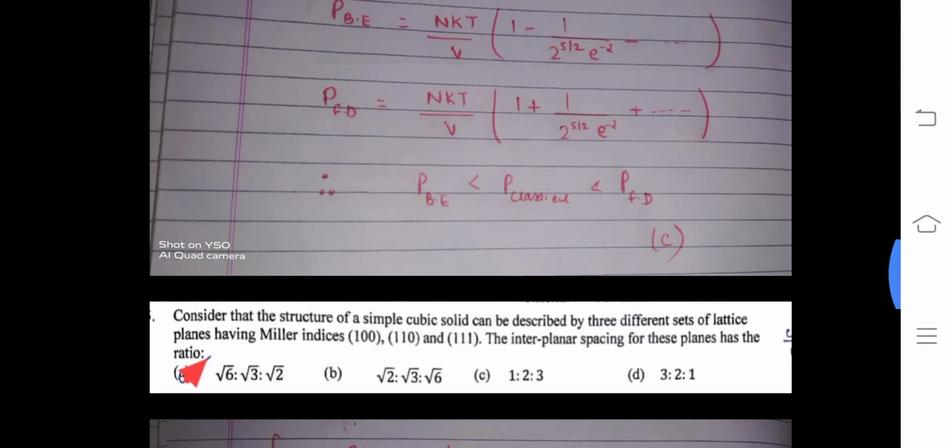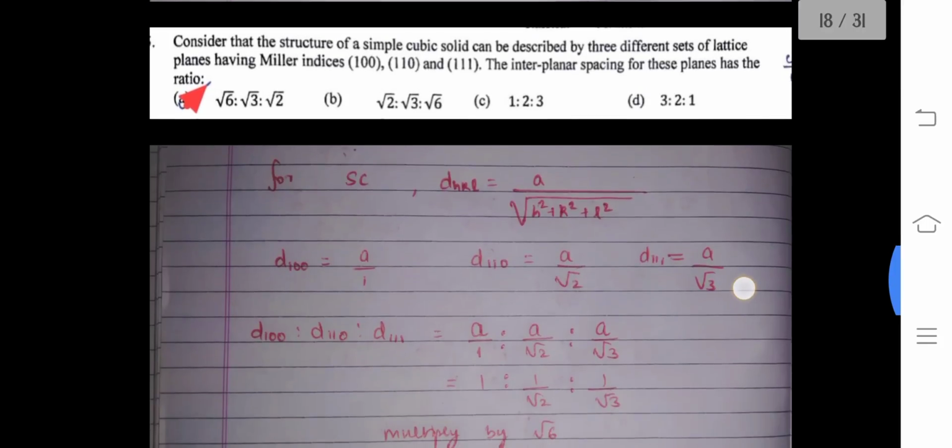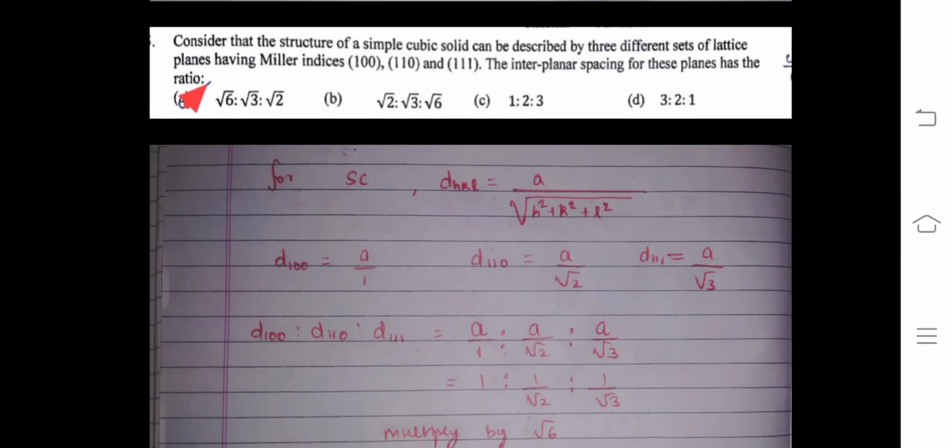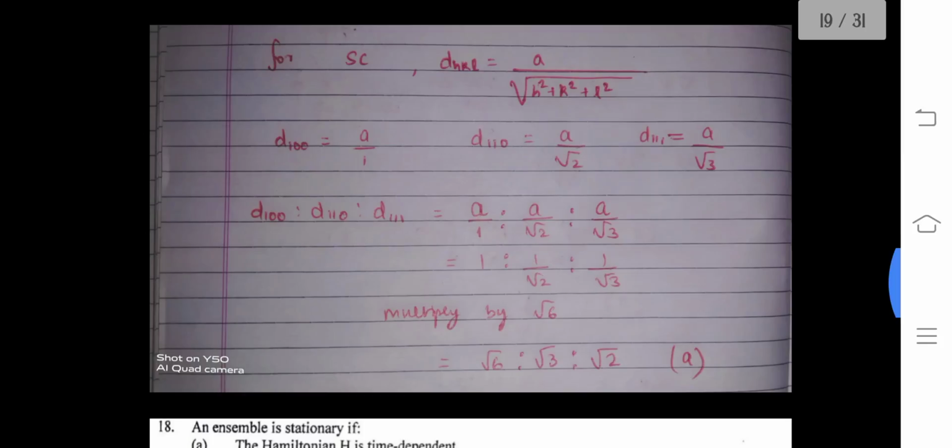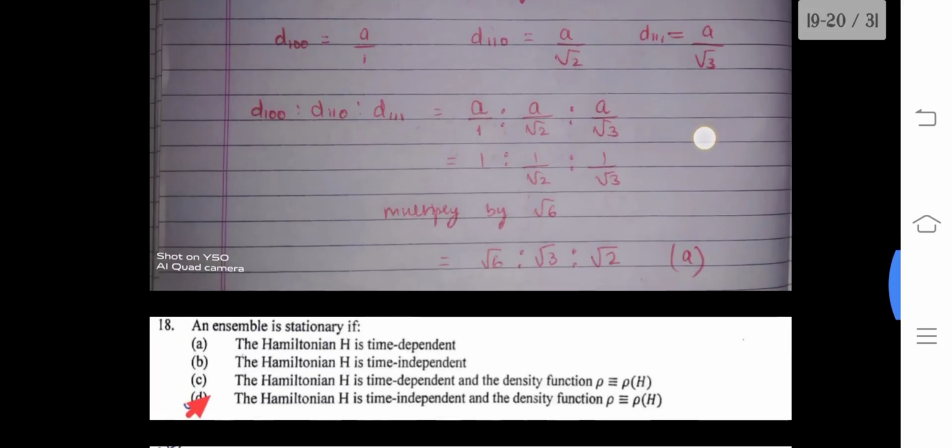Then in the next question, we are given the Miller indices of the planes. We have to find the ratio of the interplanar spacing. So for simple cubic we know that d_hkl is equal to a by under root of h square plus k square plus l square, where h, k, l are the Miller indices. So simply putting in the values, we get this. On solving, option A would be the correct option.